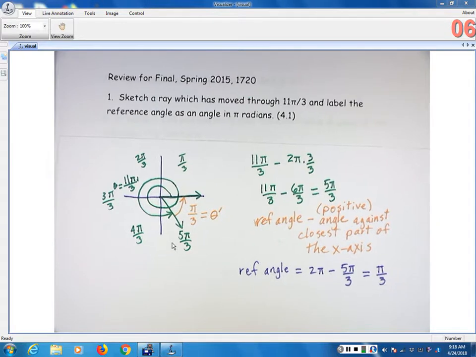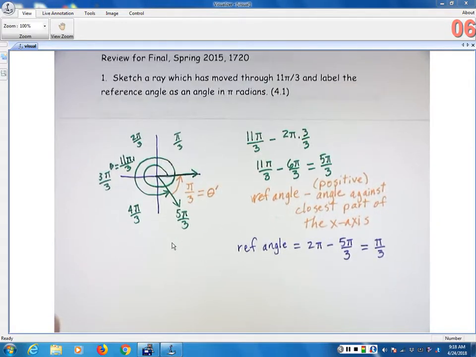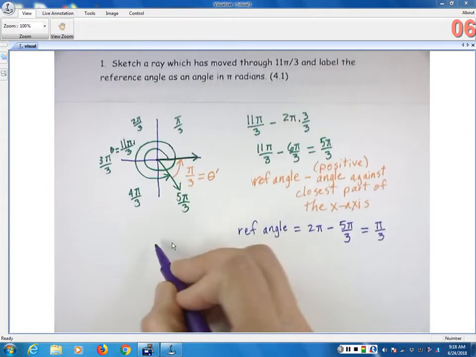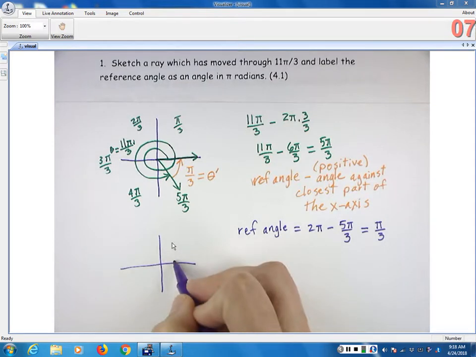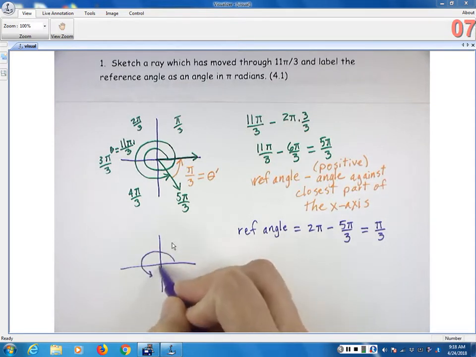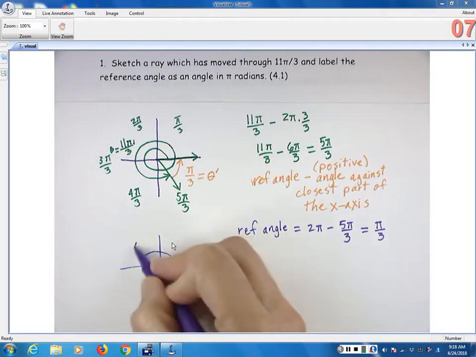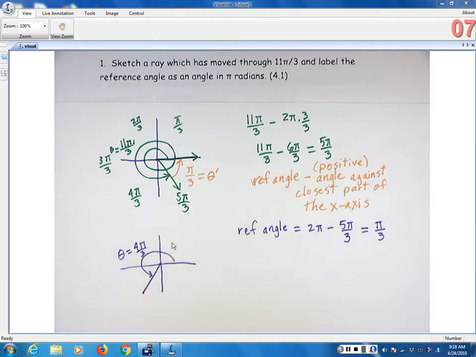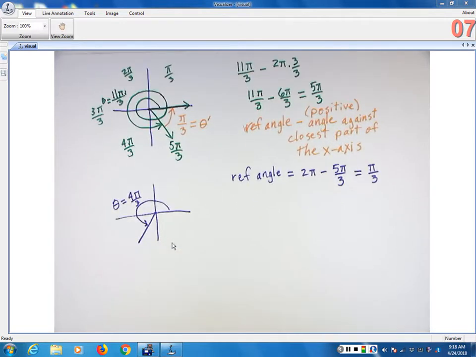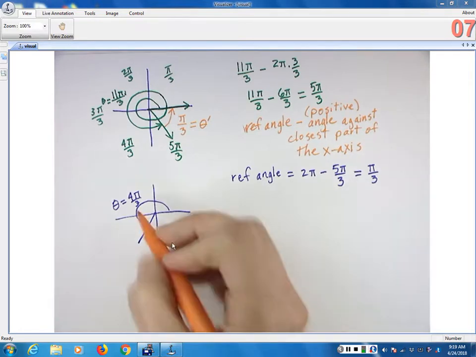Okay. All right, did everybody understand what he asked? If our angle was 4 pi over 3, then what's our reference angle? It's against this axis.